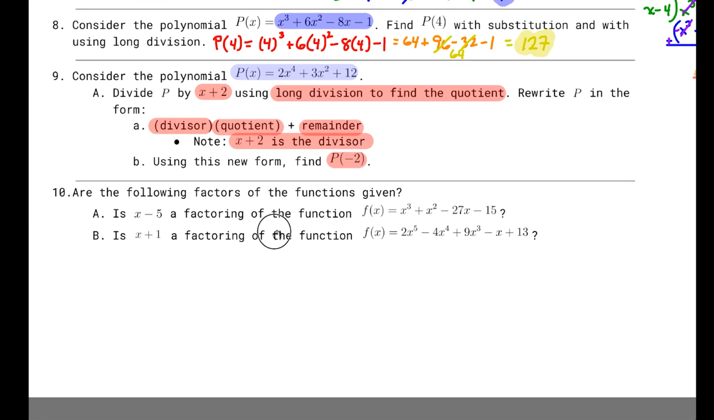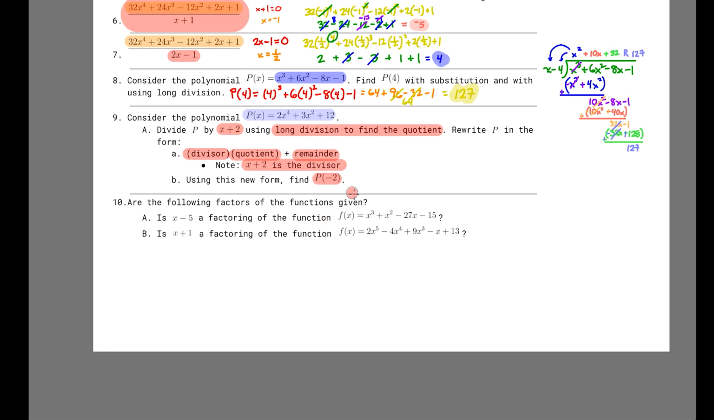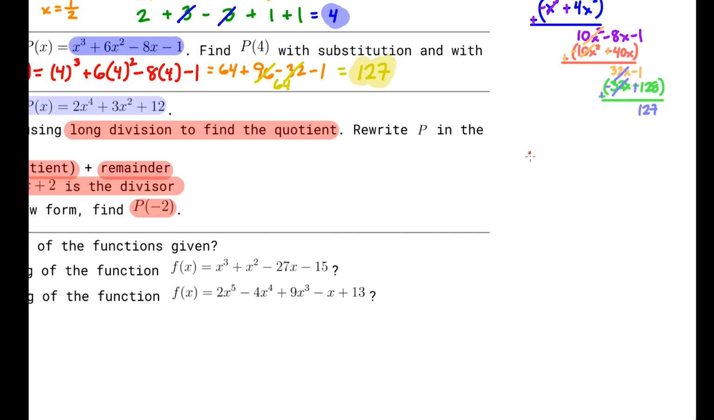And I'm going to write this off to the side because I'm going to run out of room. We're going to be dividing by x plus 2. So I'm going to write x plus 2, and we're dividing 2x to the fourth plus 3x squared plus 12. And it says we're doing this with long division because it states it right here. So I'm just following the instructions if you're wondering why I'm doing this.